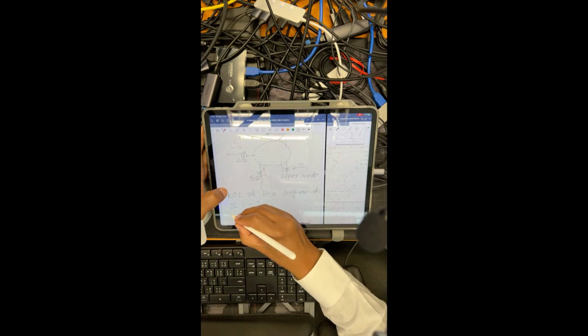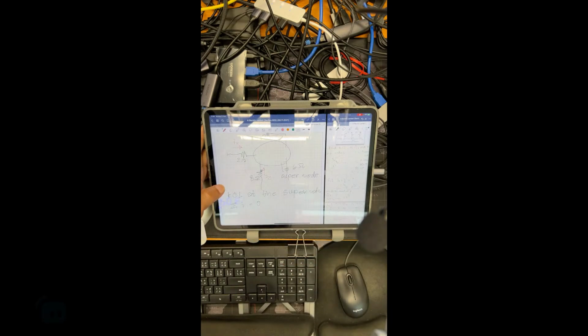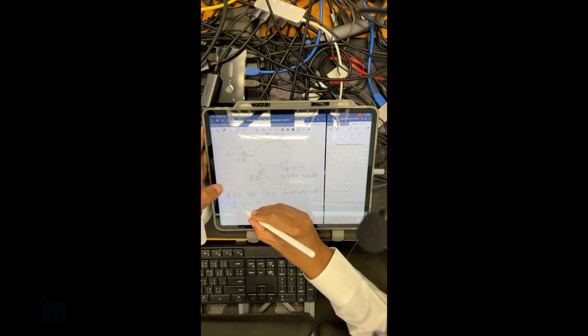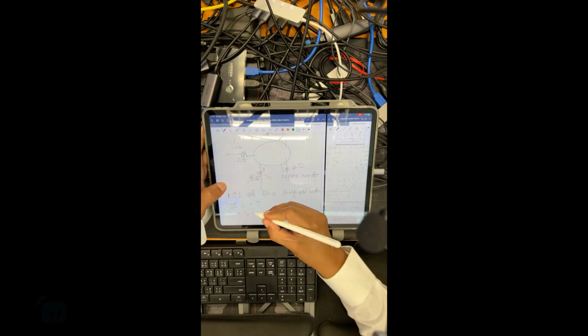And here into the node, Ix is plus, Iz is also plus, and I3 is also into the node, right?